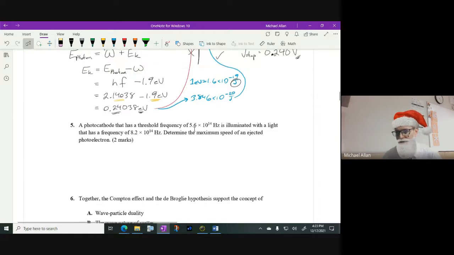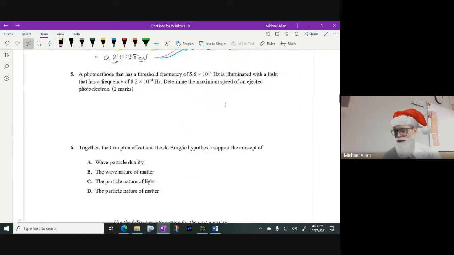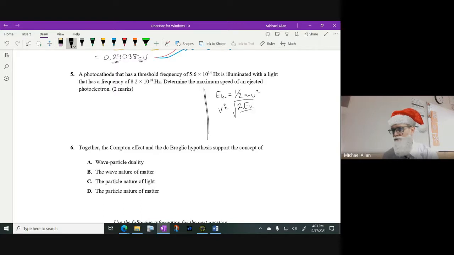The next question is very similar to question 4. You need to find that EK because you want to find that maximum speed. To find the maximum speed, we're going to use the EK formula, 1/2 mv squared. Just rearrange this: times it by 2, divide by the m and take the square root. So I need to find that EK first, using that same knowledge here.